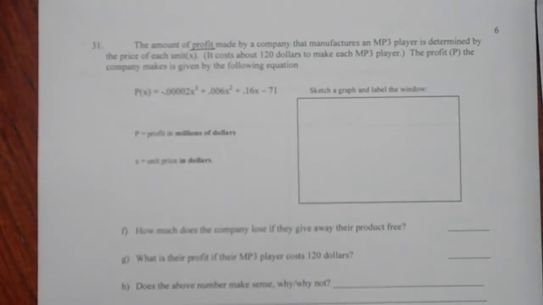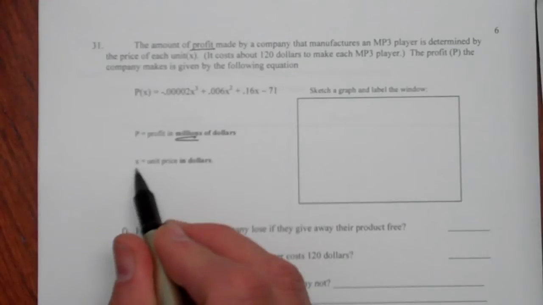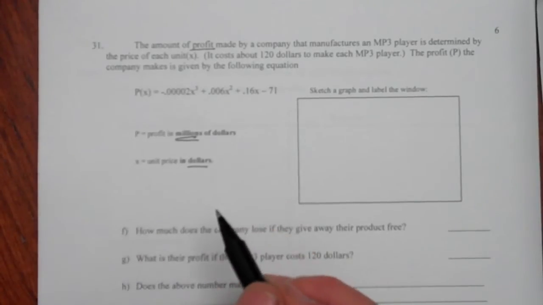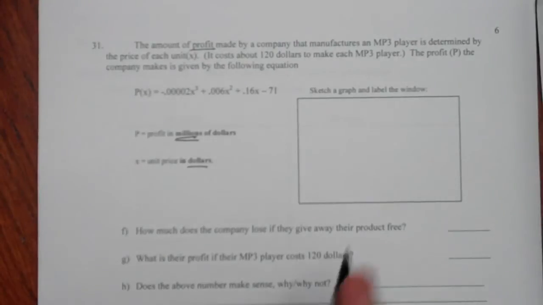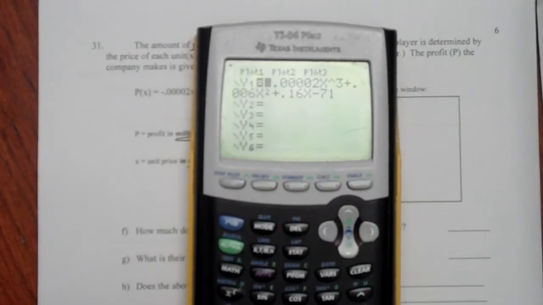All right, well, I've typed that into the calculator. Profit is in millions of dollars, but the unit price is just in regular old dollars, so you want to keep that in mind. I've got the calculator here with the equation typed in. I'm going to go to the window. Hopefully you can see this.